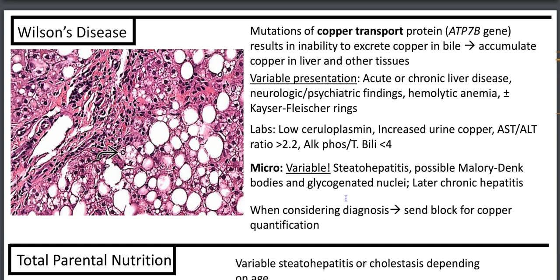The micro description, it's variable. You can have steatohepatitis with possible Mallory-Denk bodies, which we talked about, and glycogenated nuclei. And you can have later chronic hepatitis. So when you're considering this diagnosis, send a block for copper quantification.